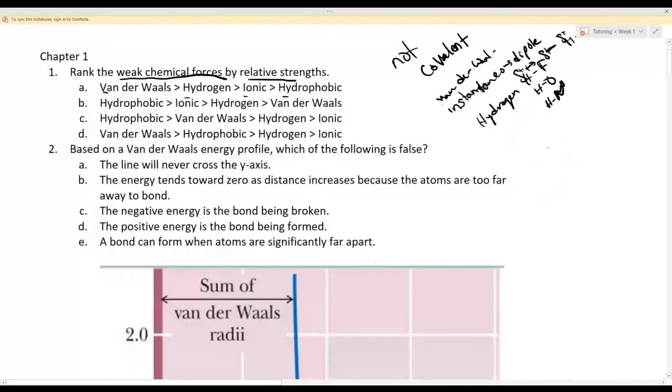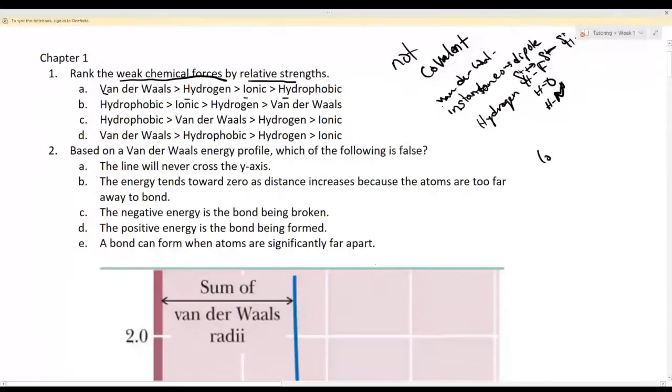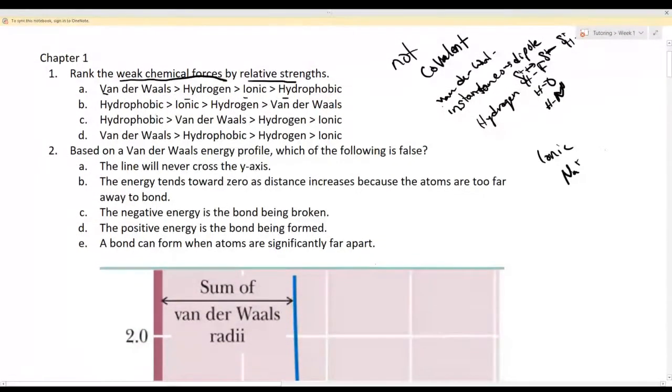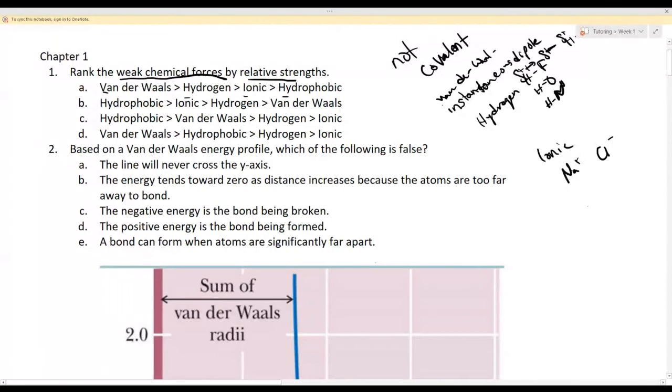Ionic bonds are exactly like they sound. They are bonds between ions. The most common one we will most likely be seeing is sodium ions and chloride ions, and they form sodium chloride, which is kept together by electrostatic interactions. Finally, we have hydrophobic bonds. Hydrophobic bonds are between basically the organic materials you learned about in organic chemistry, something like butane and butane on top of each other, things like that. They tend to have some hydrophobic interaction between them.